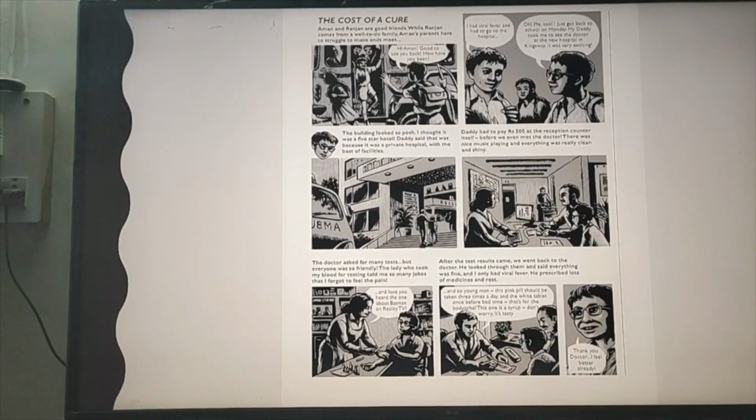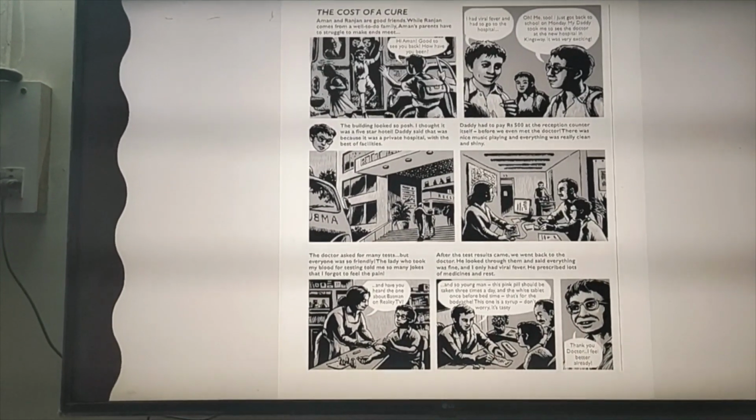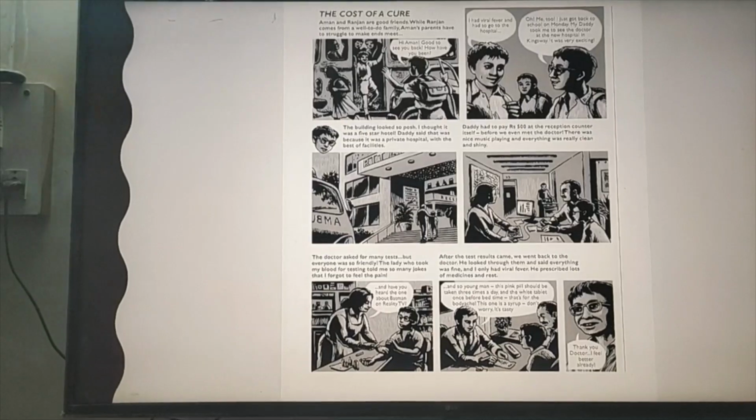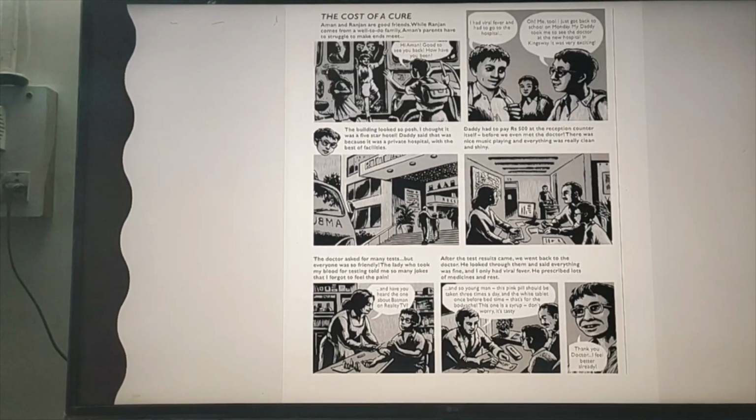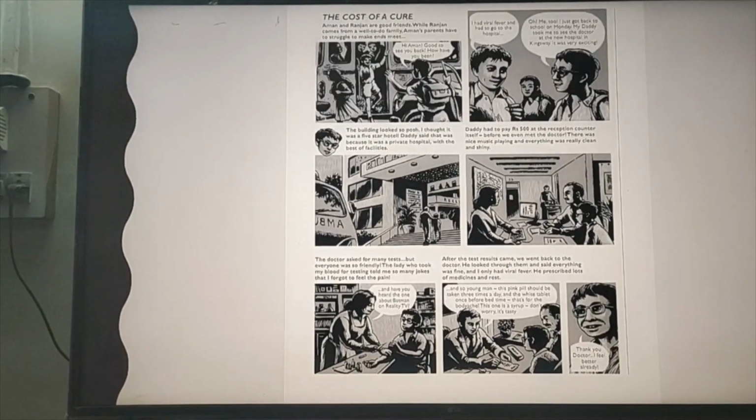Daddy had to pay rupees 500 at the reception counter itself before we even met the doctor. There was nice music playing and everywhere was really clean and shiny.